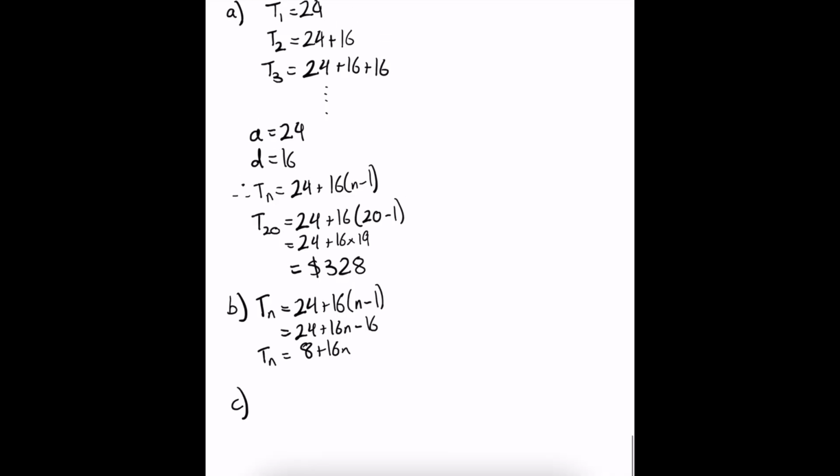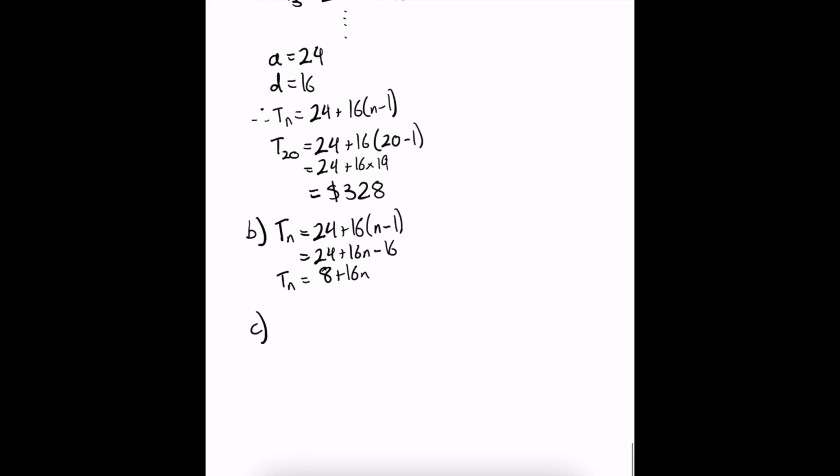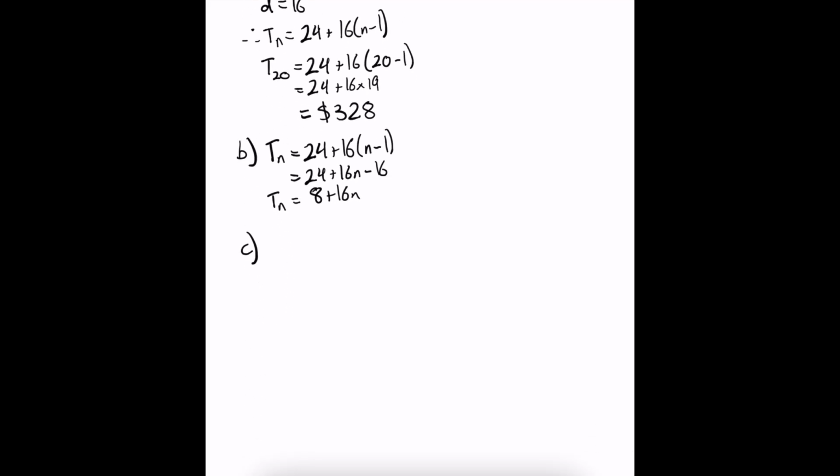Part C then says how many people are in a group whose tickets cost $600. So that's essentially saying when the total cost is $600, how many people were in the group. So that's just saying when Tn equals 600, what is n? Because that'll give us the number of people. So we'll get 600 is just equal to 8 plus 16n. If we subtract 8 on both sides, we get 592 equals 16n. And then 592 divided by 16 to solve the equation. And we get n is equal to 37 people. And that's our answer there.